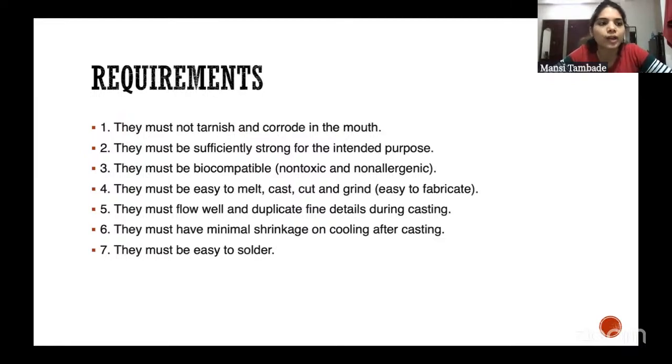They must flow well and duplicate fine details during casting. They must have minimal shrinkage on cooling after casting.